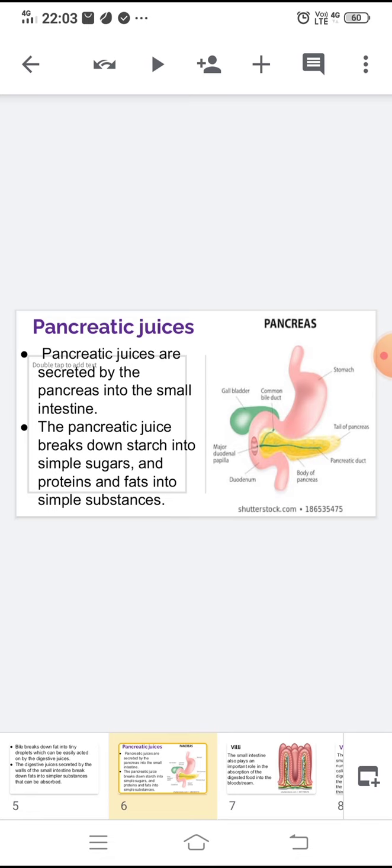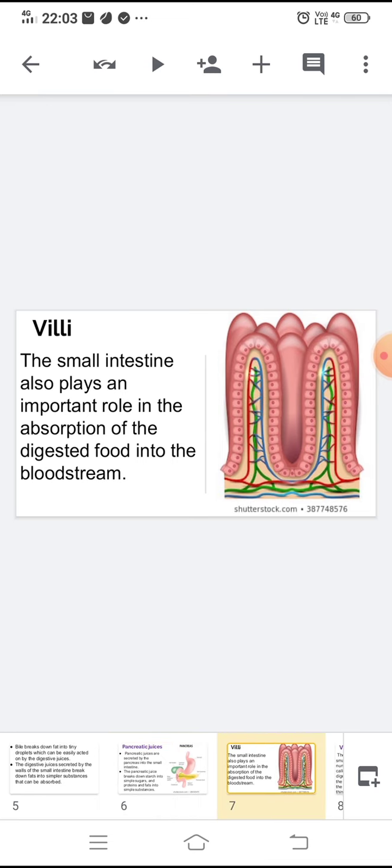What are the main digestive functions of the pancreas? During digestion, your pancreas makes pancreatic juices called enzymes. These enzymes break down sugars, fats and starches. Your pancreas also helps your digestive system by making hormones. The small intestine also plays an important role in the absorption of the digested food into the bloodstream.